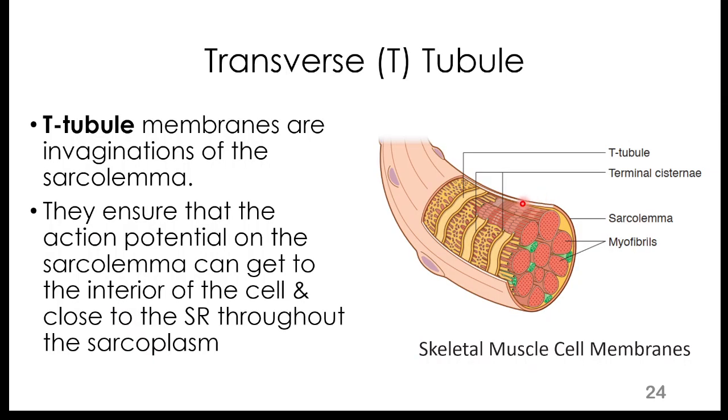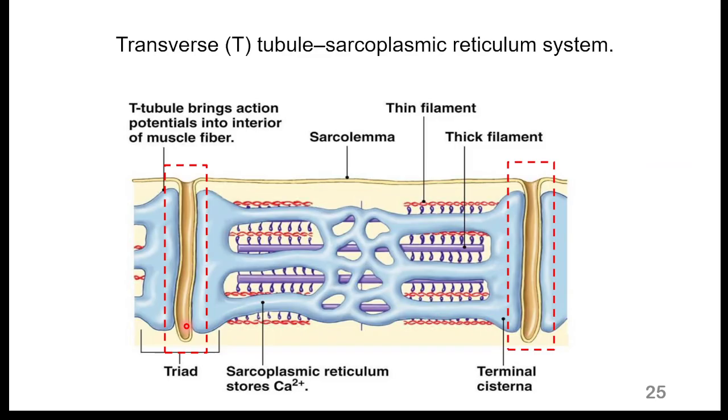Okay. So the transverse tubule ensures that the action potential on the sarcolemma can get to the interior of the cell and close to the sarcoplasmic reticulum throughout the sarcoplasm. Again, sarcoplasm is just the cytoplasm of the skeletal muscle cell. It's referred to as the sarcoplasm. Okay, so this illustrates what we're talking about.